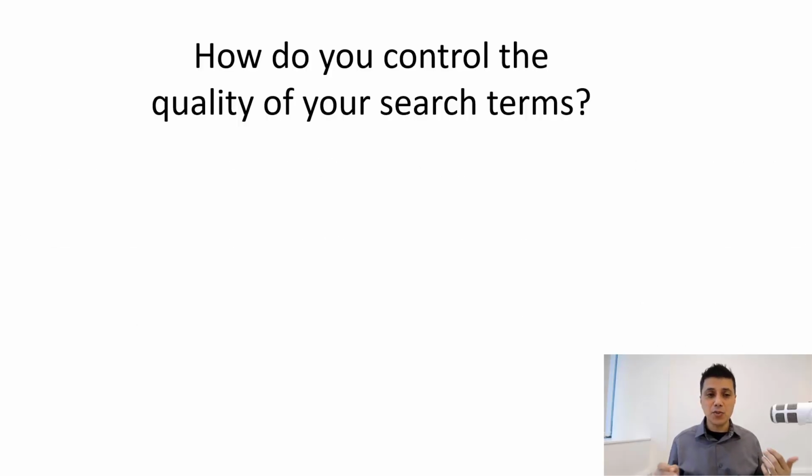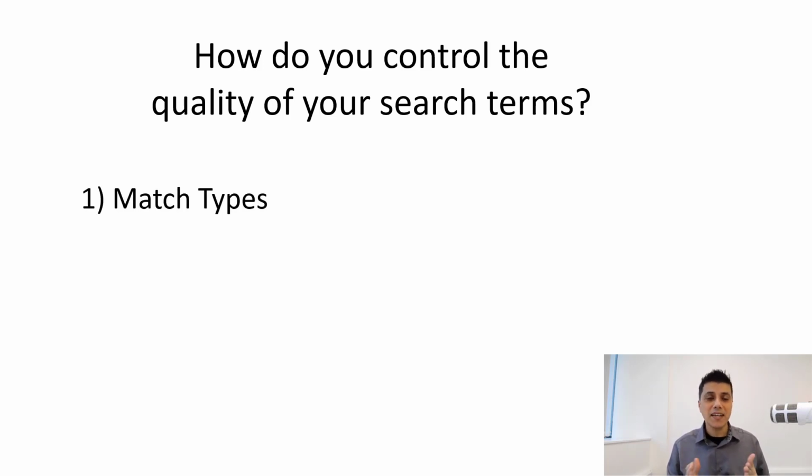So this is the main difference between keywords and search terms. Keywords is what you give to Google. Search terms is what Google interprets your keywords as, based on your match type and the symbols that you use. Which leads to a question of how do you control the quality of the search terms? There are two main ways, which I'm going to talk through in this video in a very brief way. The first way is controlling your match type. Like I said, you've got broad match, phrase match, and exact match.